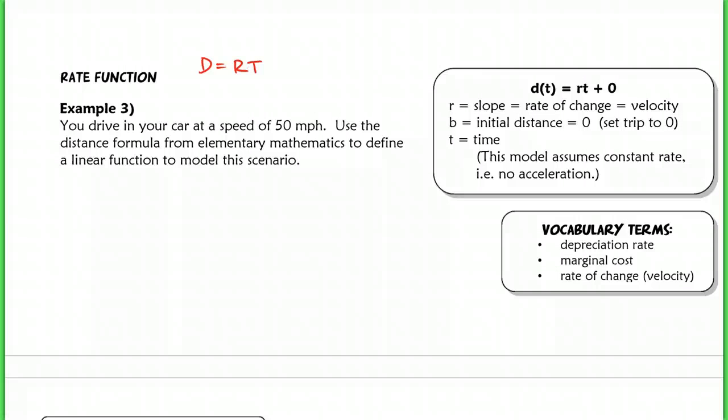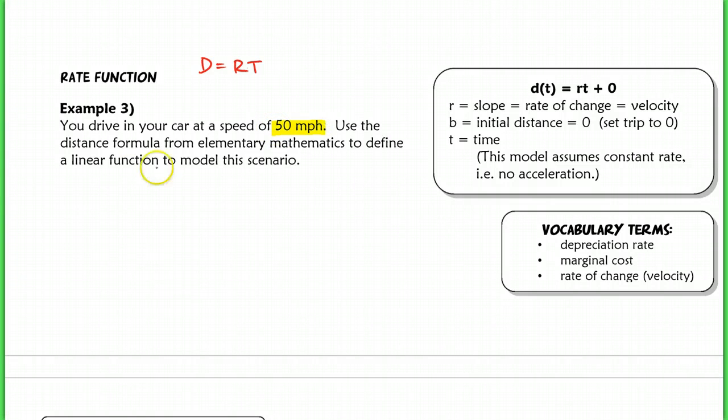So we're assuming that we have constant velocity, so no acceleration like we did before when we had the distance problem with finding the average rate of change. This time we have a constant rate of change. We're not finding an average. It's just assuming that we're driving at a constant speed, in this case of 50 miles per hour.